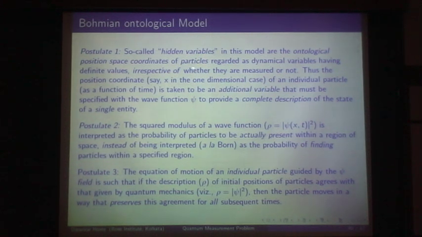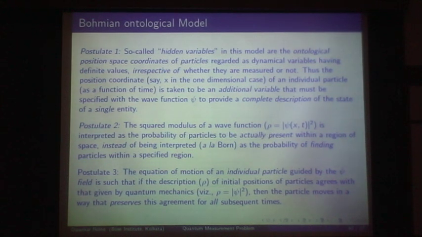That means that this x, the position coordinate, has a definite value whether it is measured or not. Then according to the Bohm model, when you write psi of x of t, the argument x, which I emphasize in the standard framework is not an actual position coordinate, in the Bohm model is an actual position coordinate. And this actual position coordinate has the pre-measured value same as the post-measured value. This is postulated in the Bohm model.